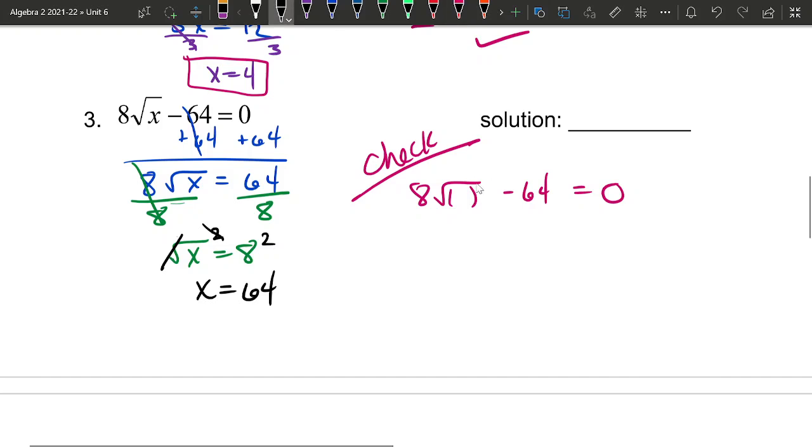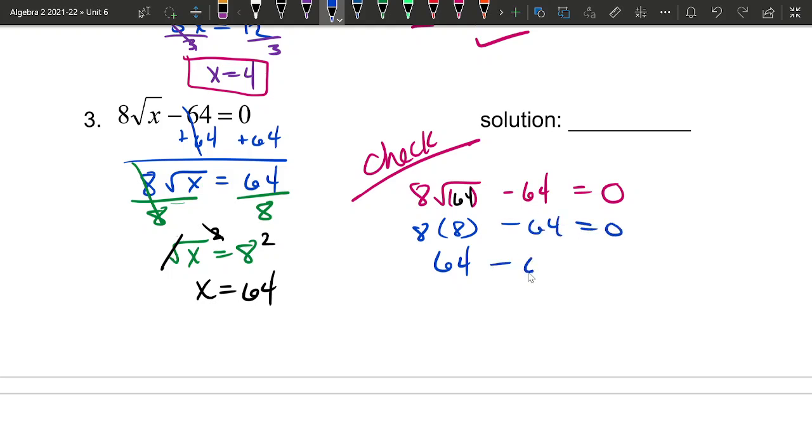Plugging in 64. Alright, so the square root of 64 is 8. 8 times 8 is 64. 64 minus 64 equals 0? Yes, that's true. It does. So the answer is x is 64.